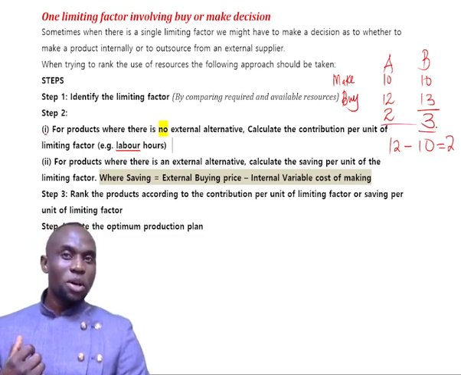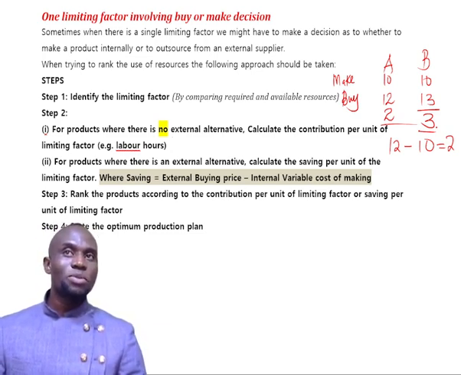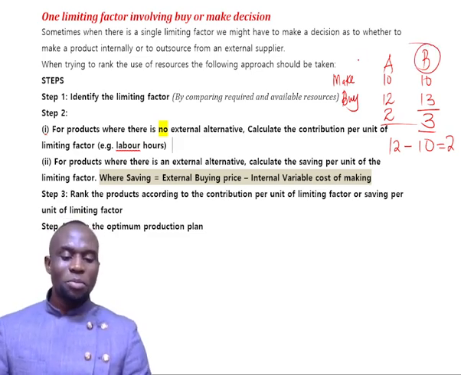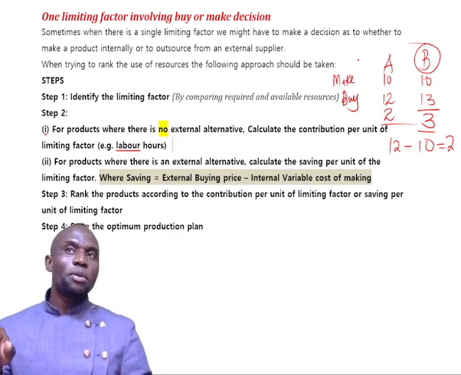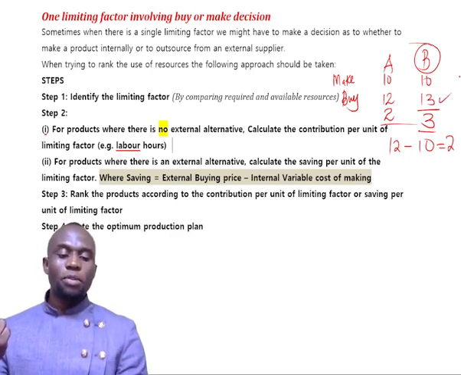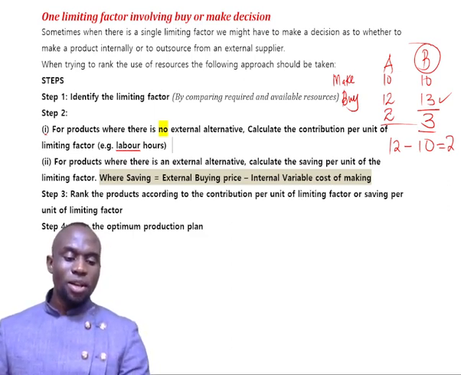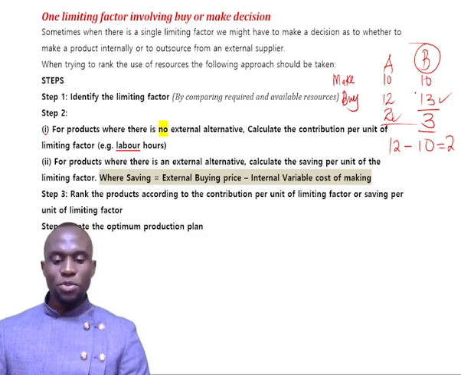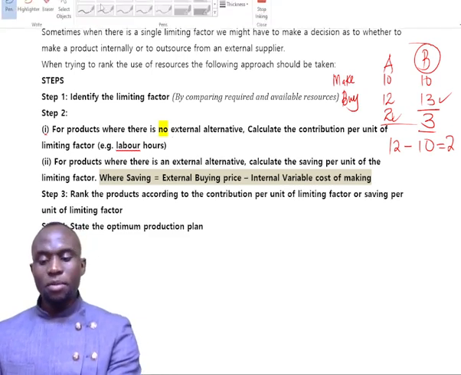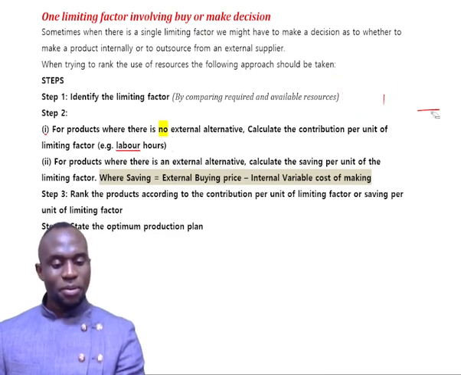So which one would you prefer to make and which one would you prefer to buy from outside? You would prefer to make product B because you're saving more. Both costs are the same, but when you're buying B from outside, you buy it at 13. So it is better you make product B. But for product A, when you buy from outside, you buy it at a lower price. So it is better you buy product A. So that is saving. It is the external buying price, the 13, minus the internal variable cost of making. It is only the variable cost, not variable and fixed.